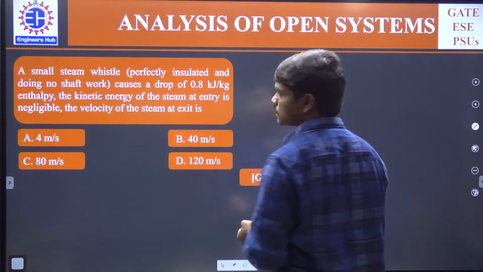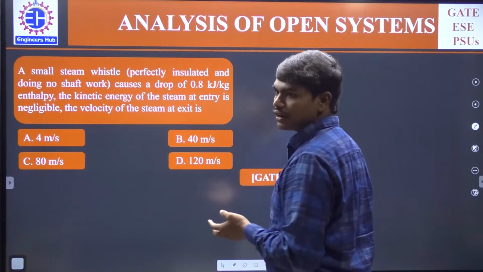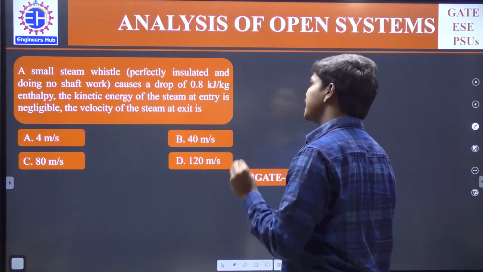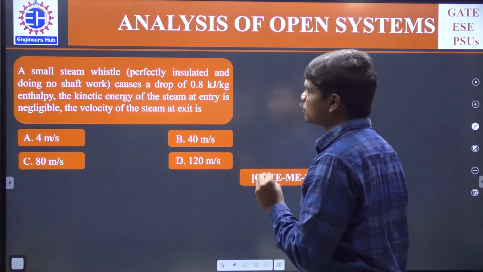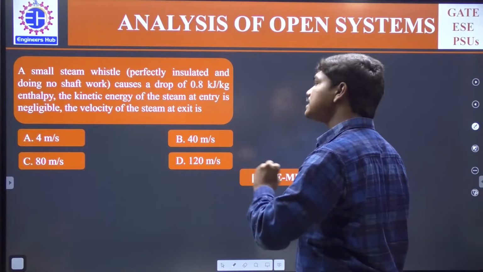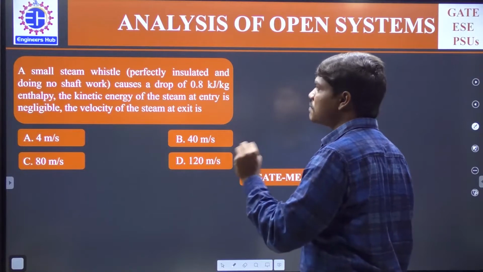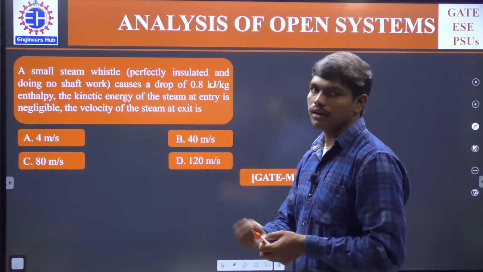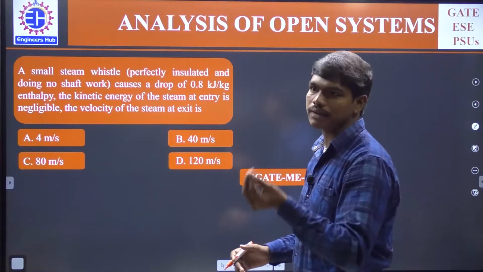Next, see this. A small steam vessel, perfectly insulated and doing no shaft work, causes a drop of 0.8 kilojoule per kg enthalpy. The kinetic energy of the steam at the entry is negligible. The velocity of the steam at the exit. Means generally, steam vessels, what they do? They generally allow some gas to escape from the given system.